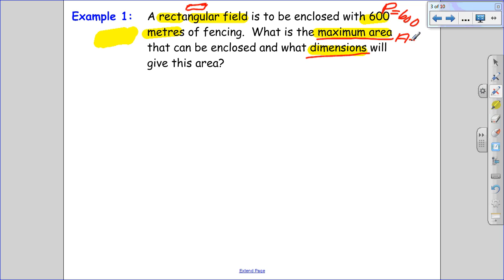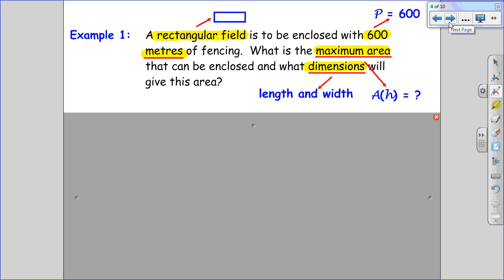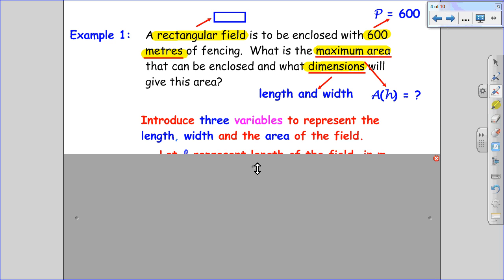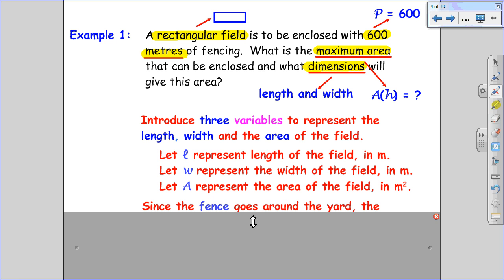So I'm looking for the area at the vertex, and I'm looking for the length at the vertex and the width at the vertex. That's what it tells me with the dimensions. So the first thing I want to do is create myself some variables to represent the length, width, and area of the field. I also needed to underline the word meters, because that's telling me my dimensions. L is the length of the field in meters, W is the width of the field in meters, and A is the area of the field in meters squared.